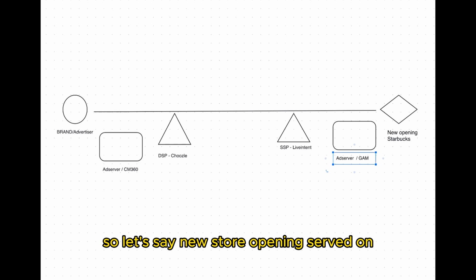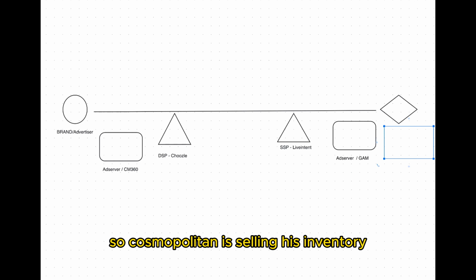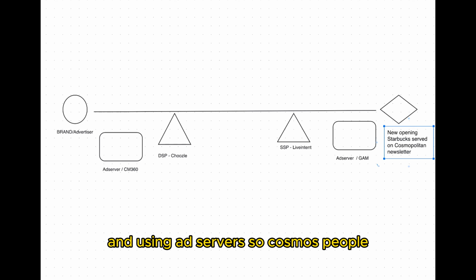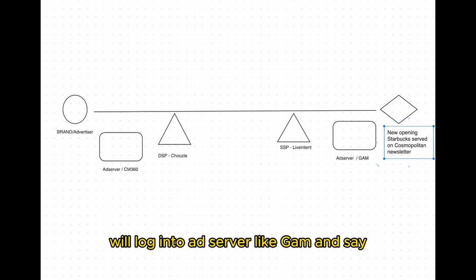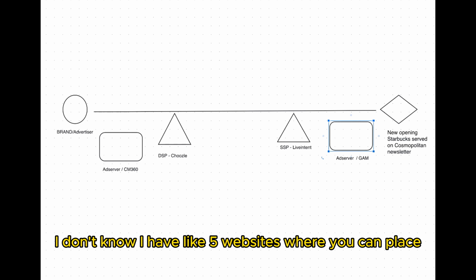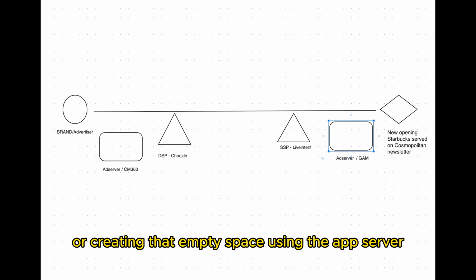So let's say a new store opening is served on the Cosmopolitan newsletter, right? So Cosmopolitan is selling its inventory and using ad servers. Cosmo's ad ops team, they call it ad ops, will log into an ad server like GAM and say, hey GAM, I have 5 websites where you can place 5 empty banners of these sizes, and then they'll manually enter it and deploy it. The people on the sell side are creating that empty space using the ad server.